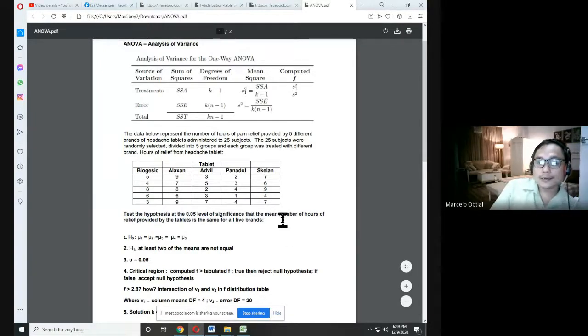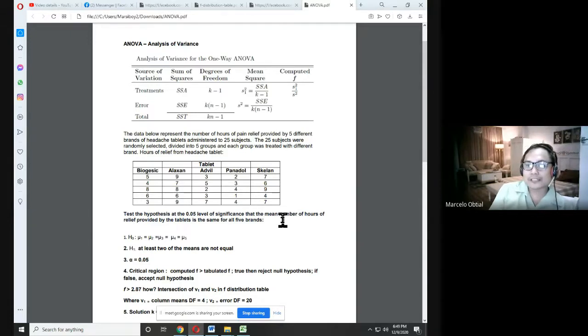Okay. So, class, this is the problem. The data below represent the number of hours of pain relief provided by 5 different brands of headache tablets administered to 25 subjects. The 25 subjects were randomly selected, divided into 5 groups, and each group was treated with different brands. Hours of relief from headache tablets, as follows. Test the hypothesis at the 0.05 level of significance that the mean number of hours of relief provided by the tablets is the same for all 5 brands. Okay. So I simplify the problem I see in the book, para mas maintindihan ng students.